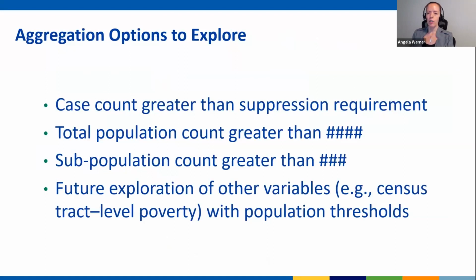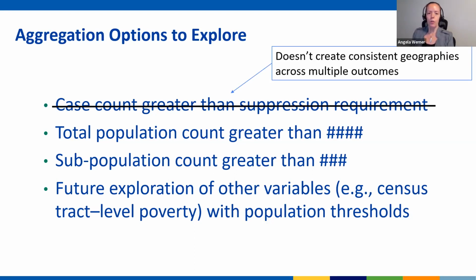In creating the standardized geographies, we had various options to explore. The first option, case count greater than the suppression requirement, was ruled out because it would not create consistent geographies across multiple outcomes. You can click once to bring up the animation. So we focused on total population and subpopulation thresholds to explore what worked best. We were looking to maximize the number of geographic units to get as fine a spatial resolution as possible while minimizing instability and suppression.